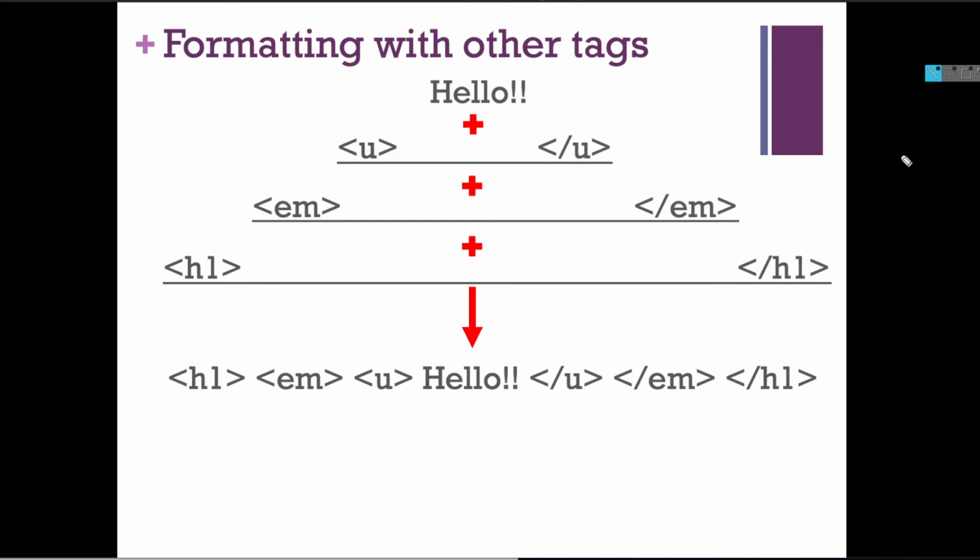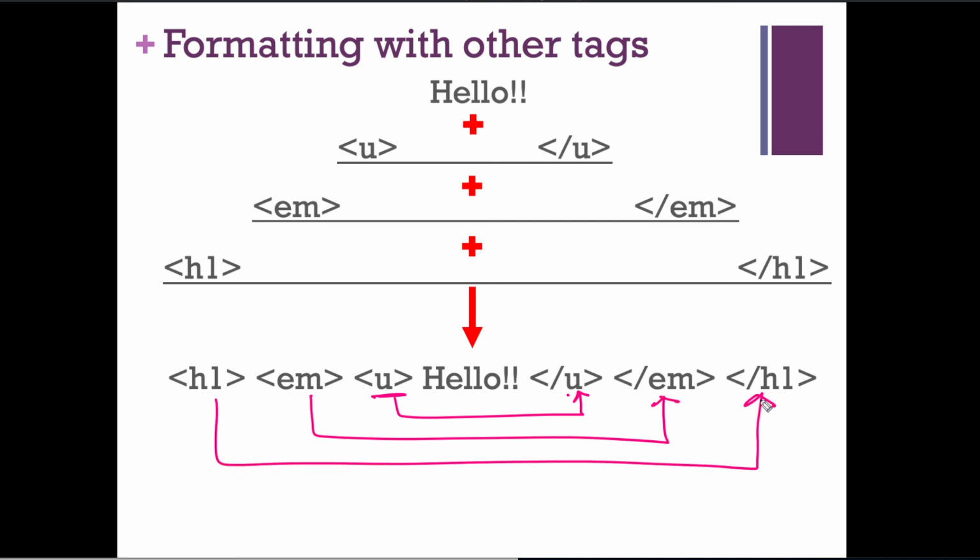Order is not important, but make sure that when you open U, you have to close U first and then you go to the M. So as you can see, this hierarchy of matching should be in there.